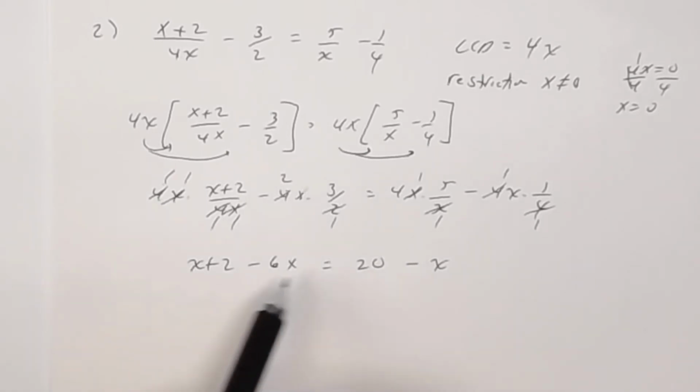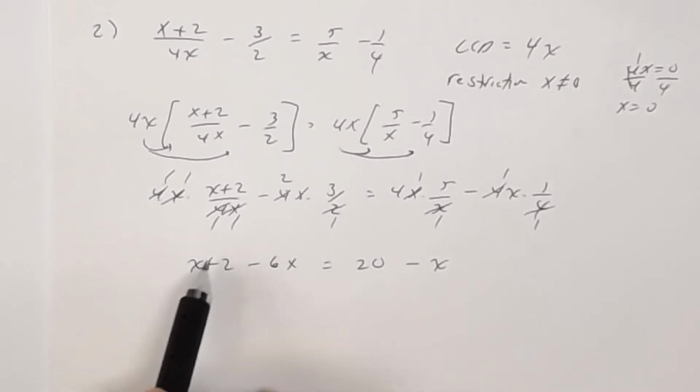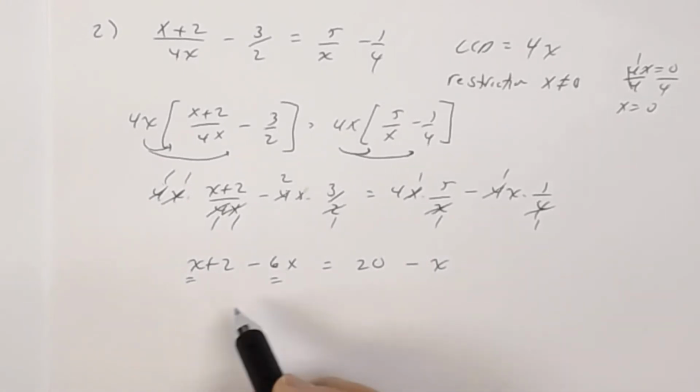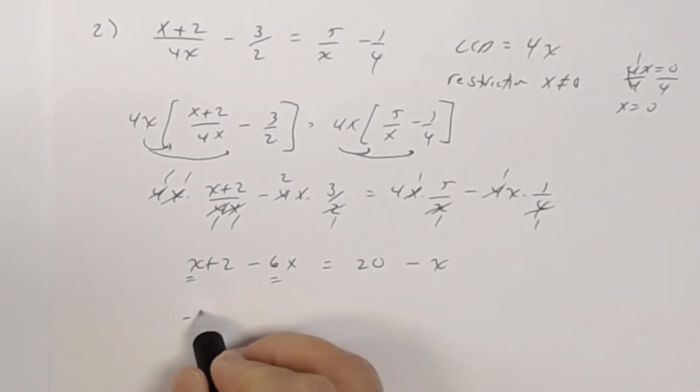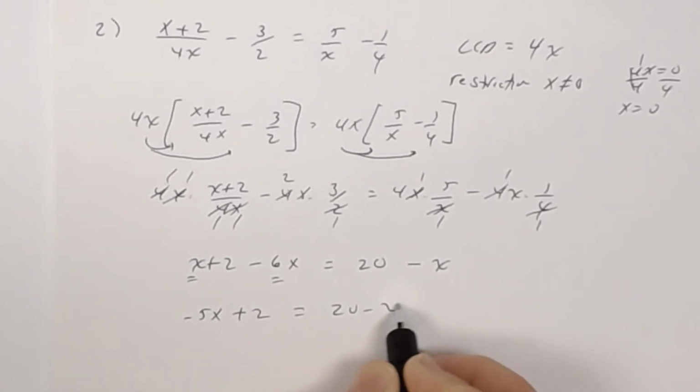And to solve this linear equation, we're going to bring all the variables to one side, constants to the other. But before I do that, let's go ahead and combine like terms on this side, because notice I can combine the x and the negative 6x. So x and a negative 6x is a negative 5x, plus 2 equals 20 minus x.